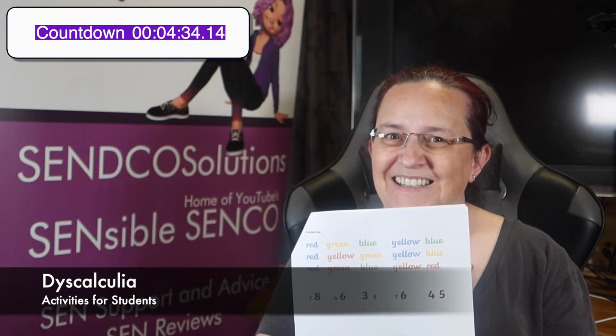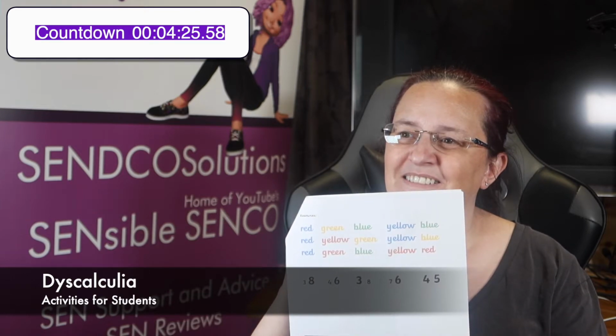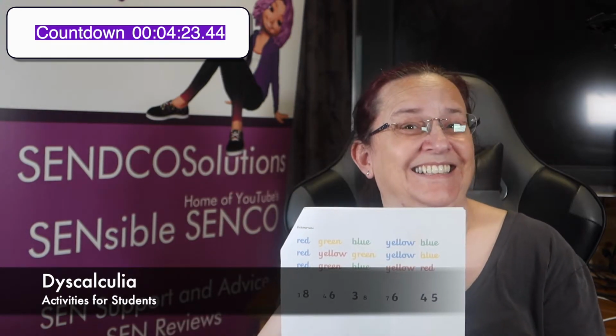Sweetheart, could you just read out that top line for me, please? Red, green, blue, yellow, blue. He always likes to prove me wrong, doesn't he? Would you like to read the colours? Blue, yellow, blue. Oh, no, I can't. I can't do it the other way.